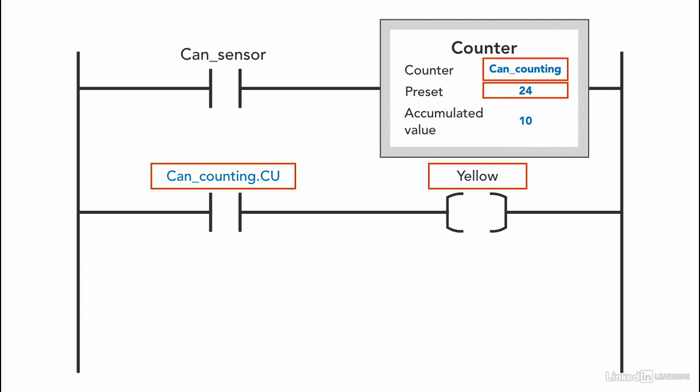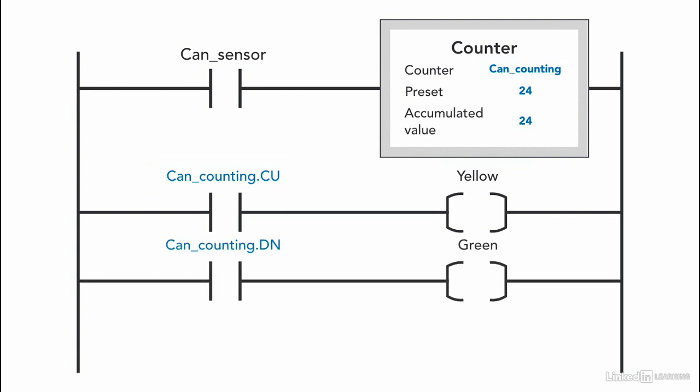Now in the second rung, the yellow light will turn on as long as the counter is counting and not finished yet. Then to program the green light, we need to show that when the counter is done counting, when the case has 24 cans, then the green light turns on. So this time we use the done bit of the counter and associate that with the green light. And I'm using an XIC instruction.